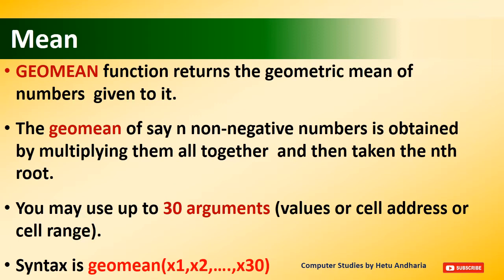Fine. Now we begin with the functions used to find the mean. The first function is the Geo Mean function. Geo Mean returns the geometrical mean of the numbers given to it. The Geo Mean of n non-negative numbers is obtained by multiplying them all together and then taking the nth root. You may take up to 30 arguments here. That could be values, cell addresses or a whole cell range. The syntax is either you add commas in between, that is GEOMEAN(x1, x2, up to x30), or you can add a colon in between if you are taking a cell range.